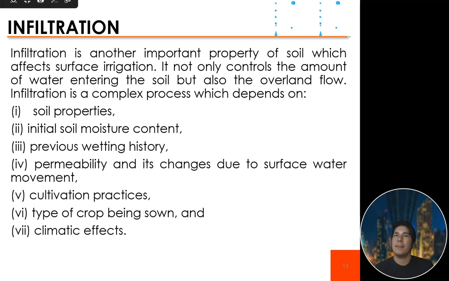Infiltration is another important property of soil which affects surface irrigation. So it not only controls the amount of water entering the soil, but also the overland flow. Okay. Infiltration is a complex process which depends on the soil properties, the initial moisture content, the previous wetting history, the permeability and its changes due to surface water movement, the cultivation practices, the type of crop being sown, and the climatic effects.